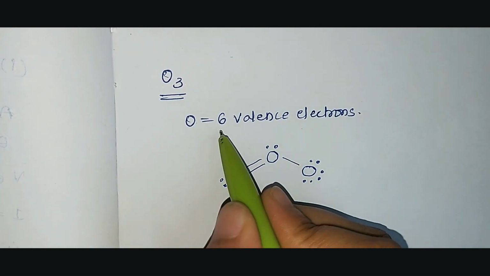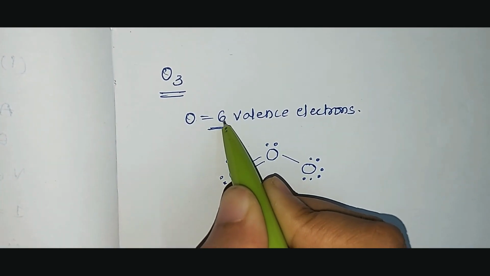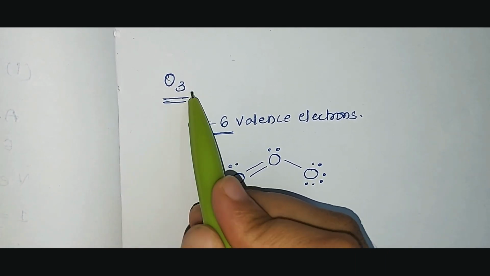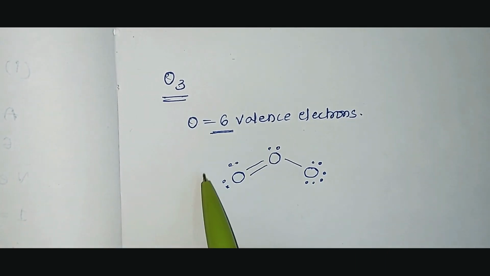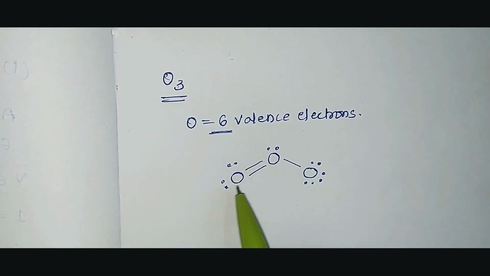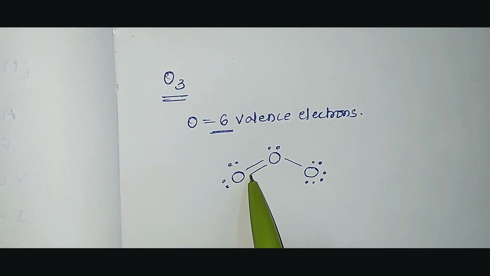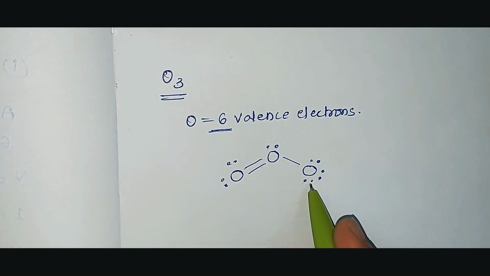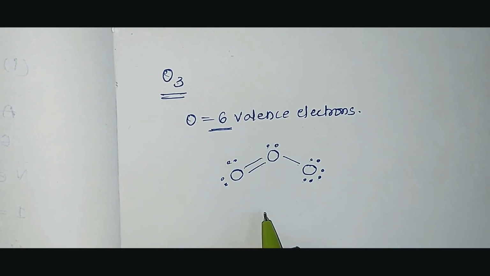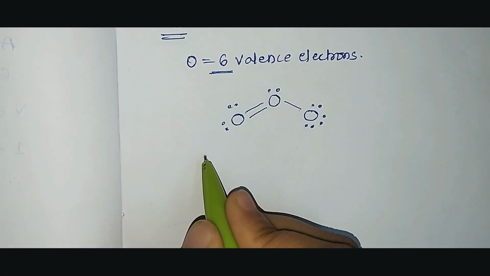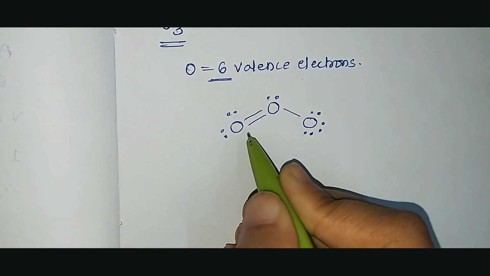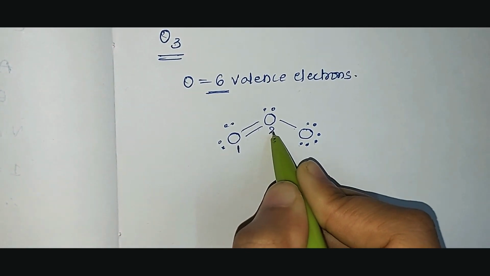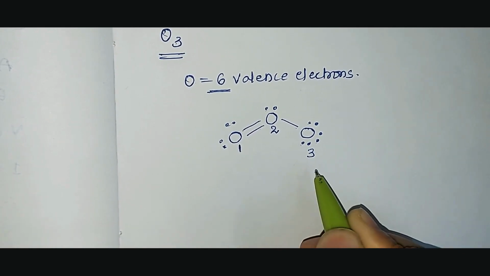Okay, now in a free atom, how many valence electrons do we have in oxygen? 6. Since we have 3 oxygen atoms, 6 threes are 18. See whether you have represented 18 electrons around these oxygens. So 1, 2, 3, up to 18. So there are 18 electrons. Now we will find the formal charge. Before that, let's number the oxygen atoms: this as first oxygen atom, this as second, and this as third.